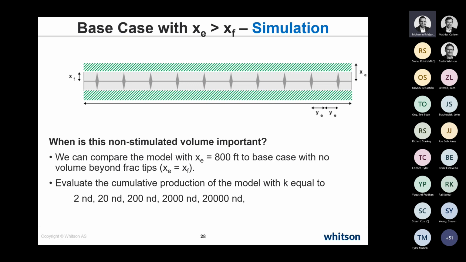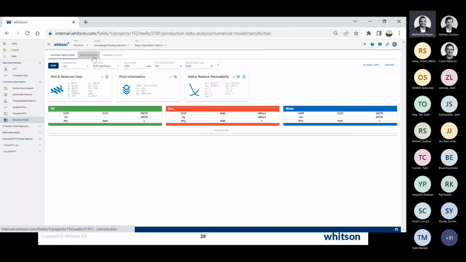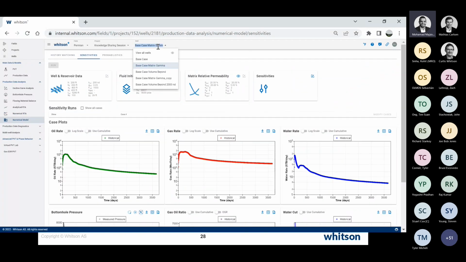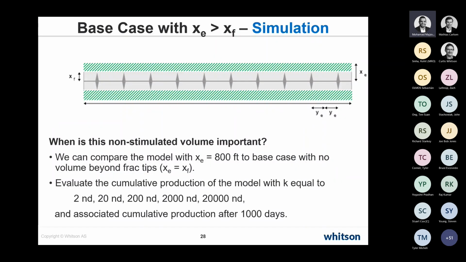So what we're going to do is look at how adding the volume beyond the frac tip affects my performance for all these permeability cases. So I have 5 cases at different ranges of permeability. And what I used to do that is the numerical modeling in Whitson and the sensitivities section of that. Those of you who are interested in learning more about that, just feel free to reach out to Matthias or myself and we can discuss.